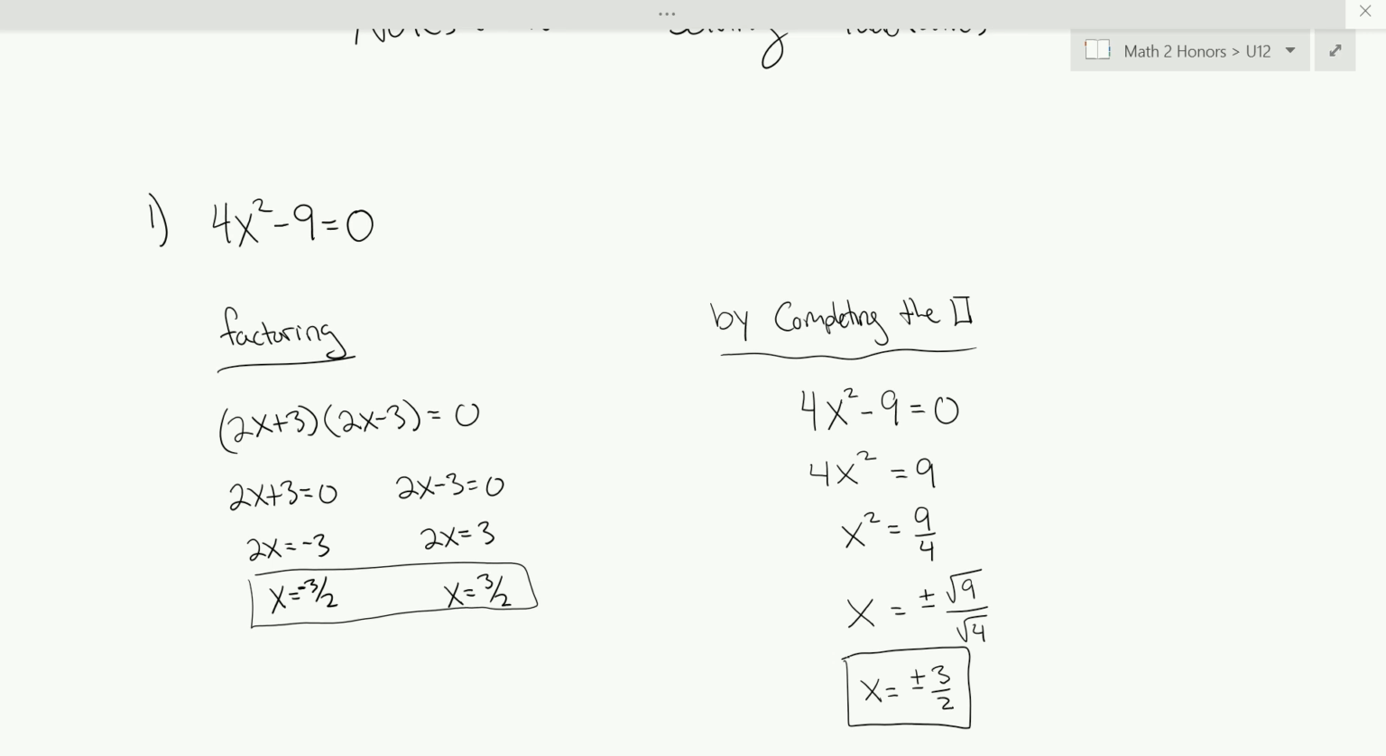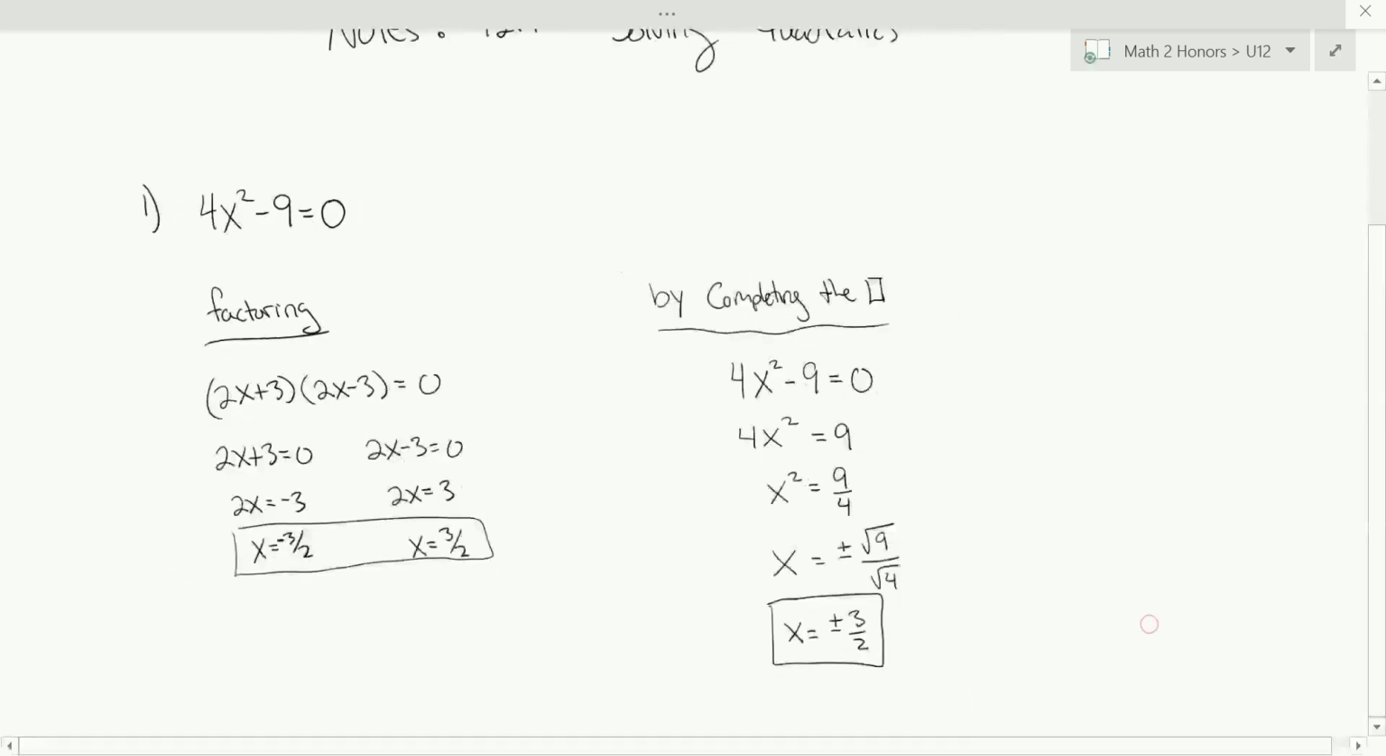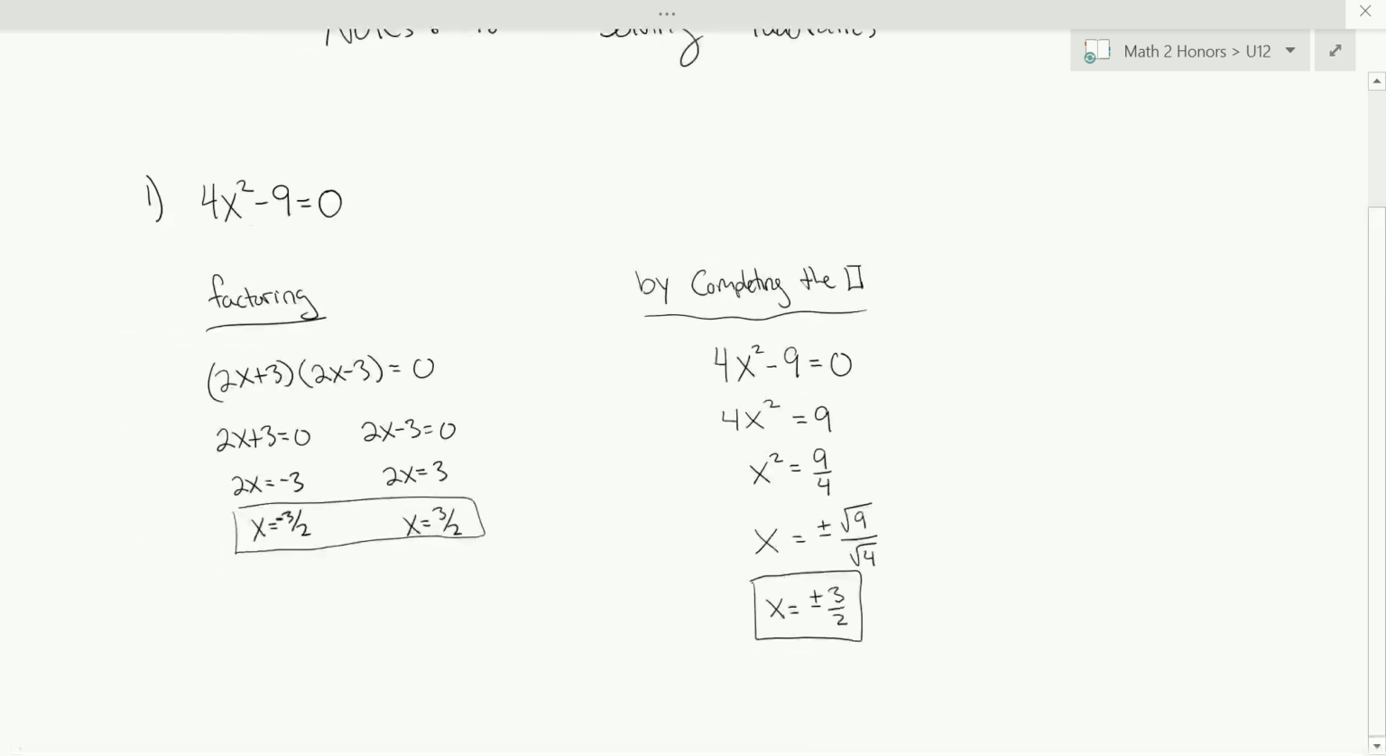Part of this is just getting familiar with the different methods out there. Sometimes for certain problems one method will be a lot easier to choose, and in another problem another method will be easier. Getting familiar with this is going to be helpful to you. Then we have the most recent thing we've studied, the quadratic formula. Again, we should get the same answer.